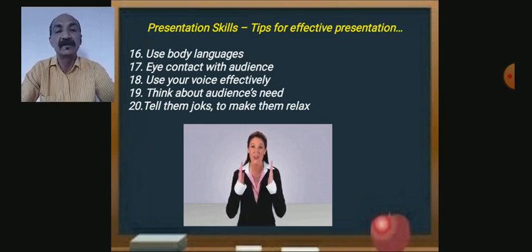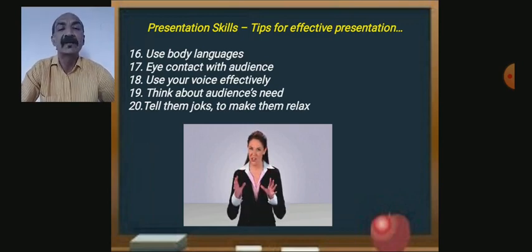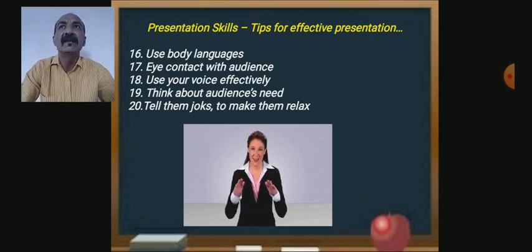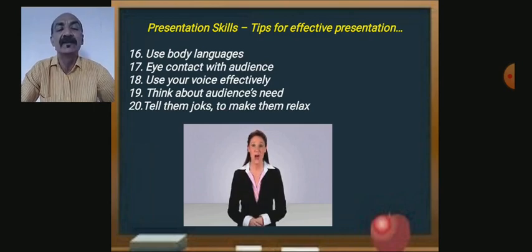Whenever you are presenting your company, institute, or organization, and there is an audience in front of you, there are receivers in front of you, you should have good eye contact with them so that your audience feels that this person is talking with them. Then the next point is use your voice effectively. Whenever you are presenting something, it should be properly understood by the receivers, and for that your voice should be used properly and effectively.